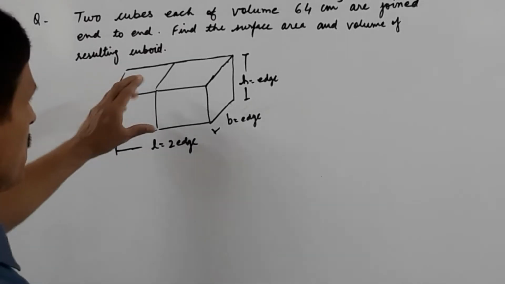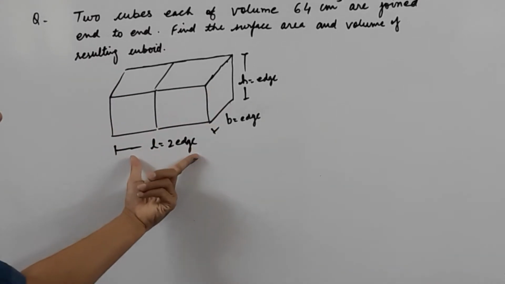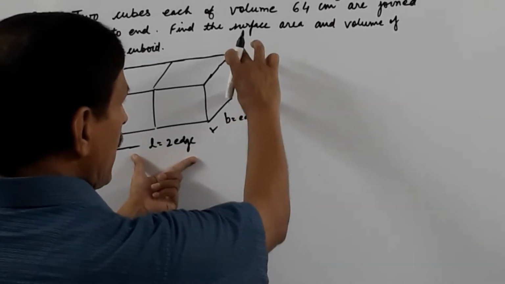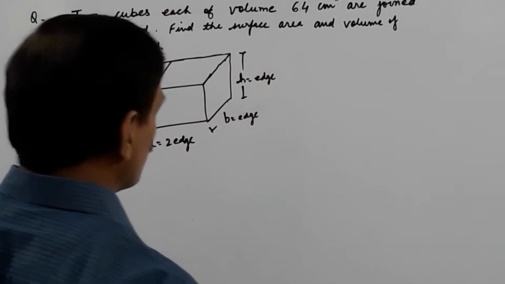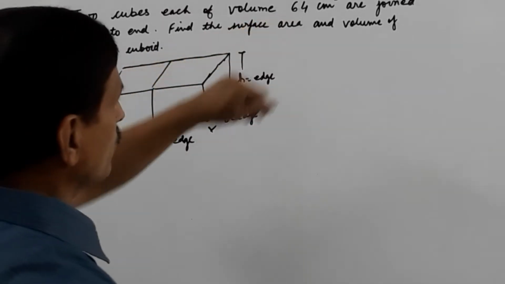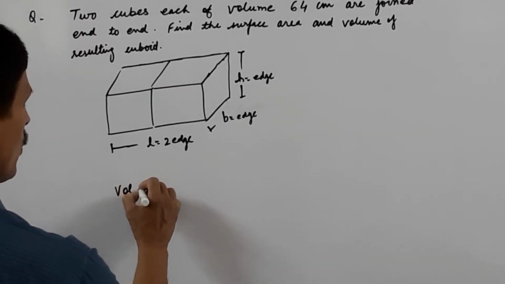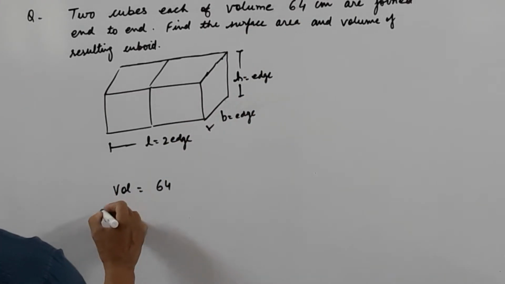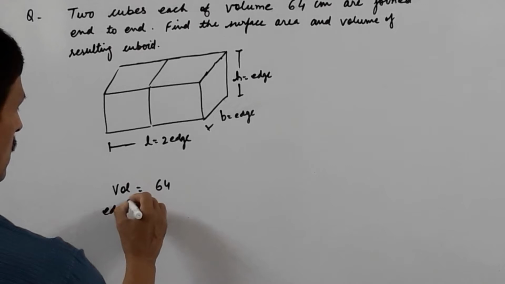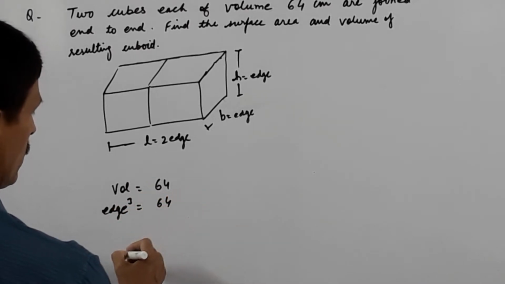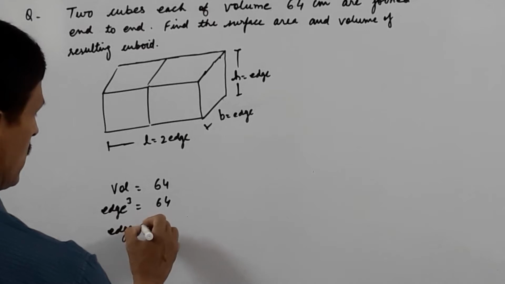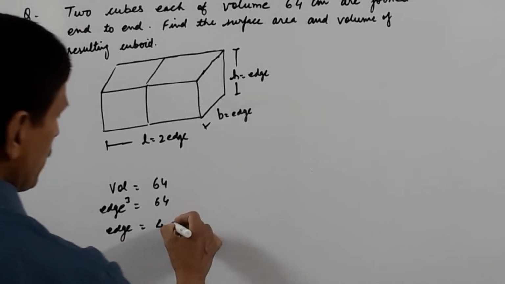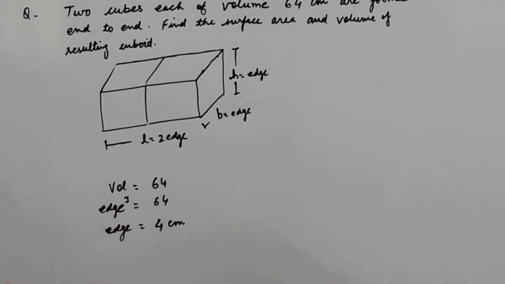So when two cubes are placed adjacent to each other, the length of the resulting cuboid is equal to twice the edge of the cube, while the breadth and height equal the edge of the cube. So we first find the edge of the cube. We know volume is equal to 64 centimeter cube given, but volume of cube is equal to edge cube, that is 64, or edge is equal to cube root of 64, that is 4 centimeter. So each edge is equal to 4 centimeter.